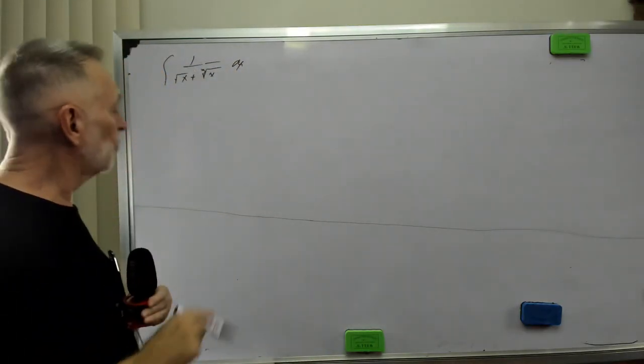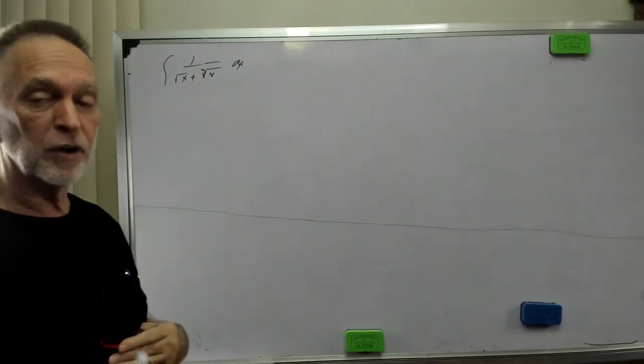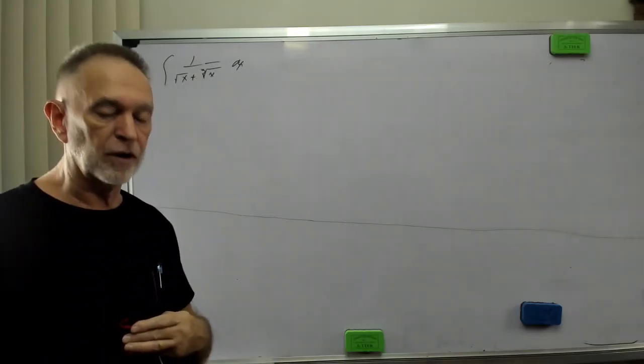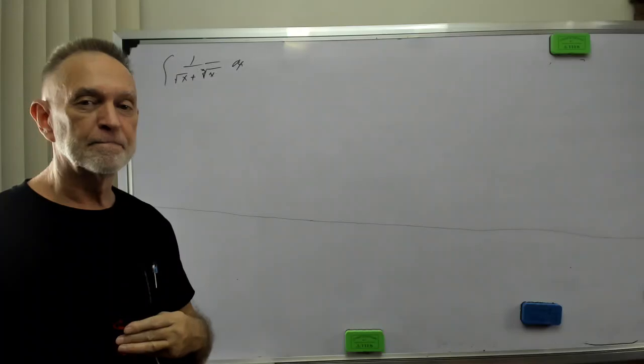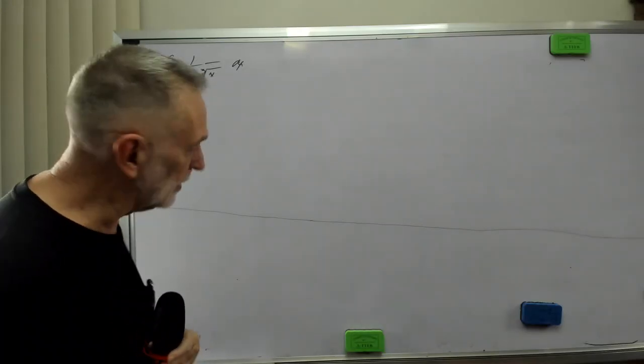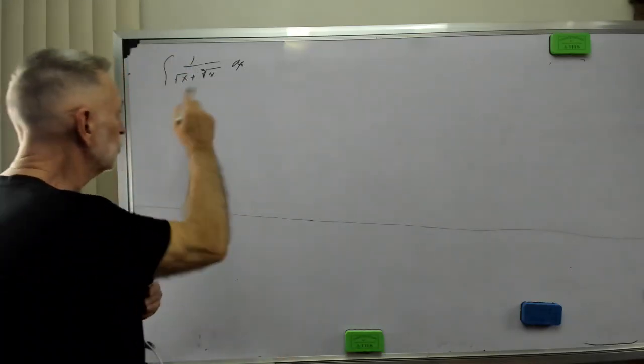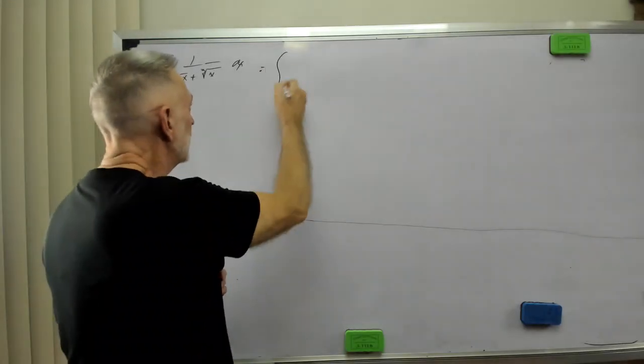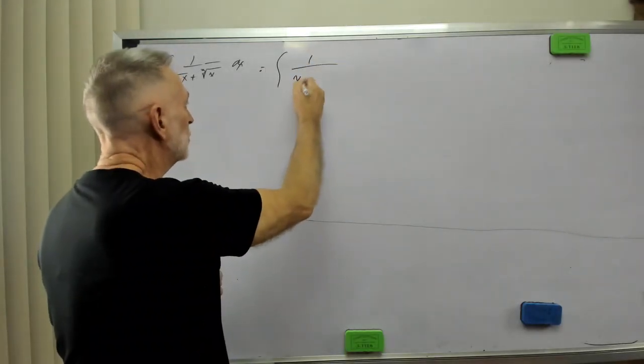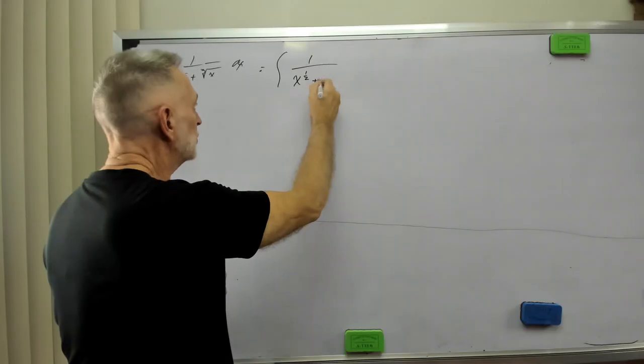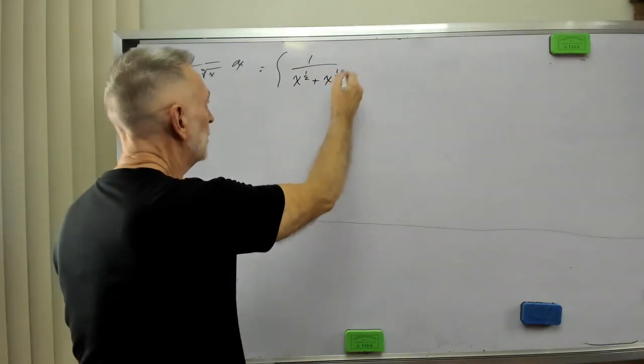It's the integral of 1 over the square root of x plus the cube root of x, integrated on dx. So how do we do that? I don't know. Let's get after it here. Let's rewrite that as the integral of 1 over x to the 1/2 plus x to the 1/3 dx.